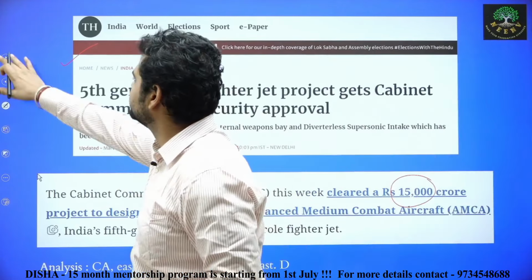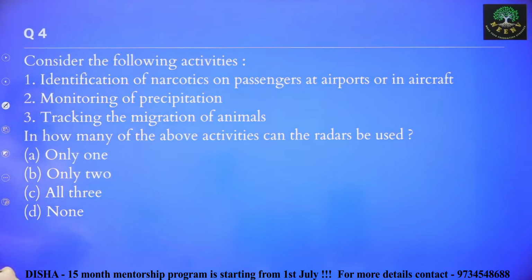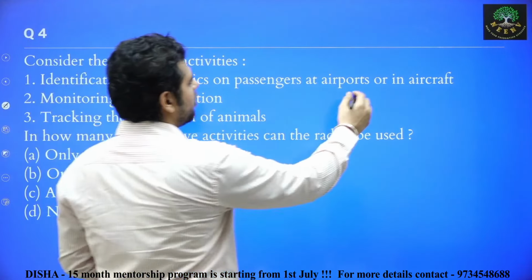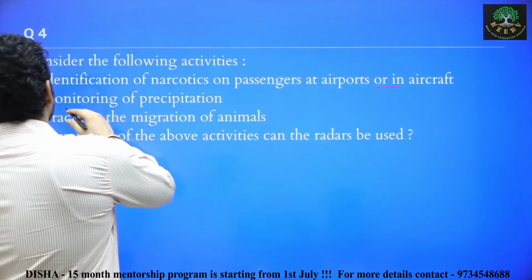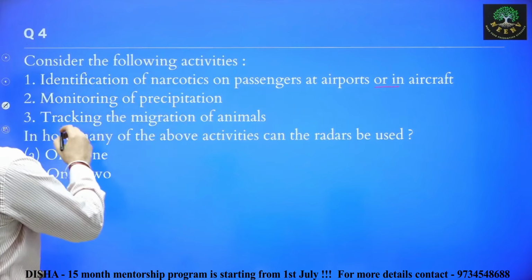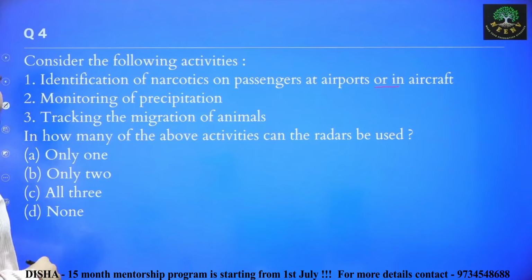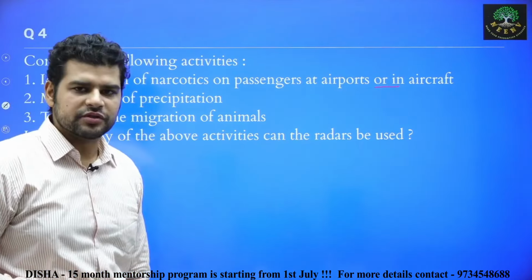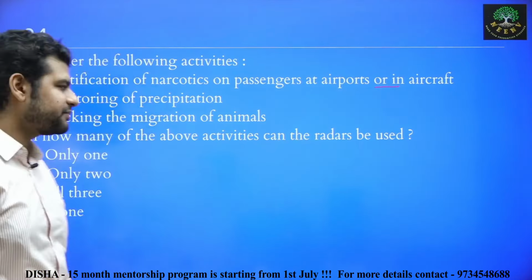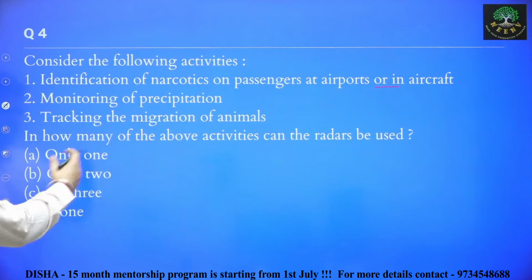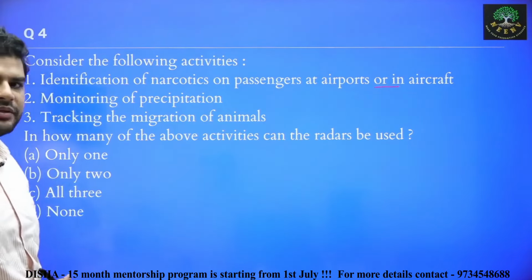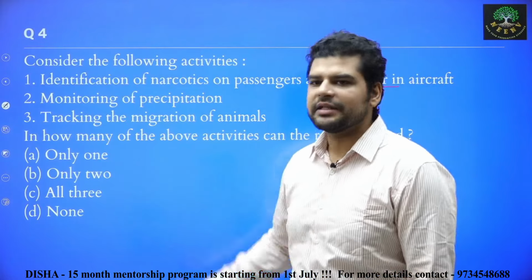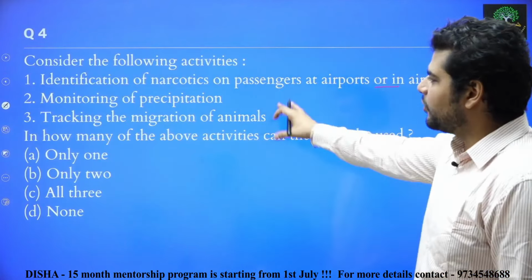The 4th question is: identification of narcotics on passengers at airports or in aircraft, monitoring of precipitation, tracking the migration of animals. In how many of the above activities can radars be used? Only one, only two, all three, none. This is the recent pattern of UPSC, right? In which it asks the options in this way. So consider the following activities, right?